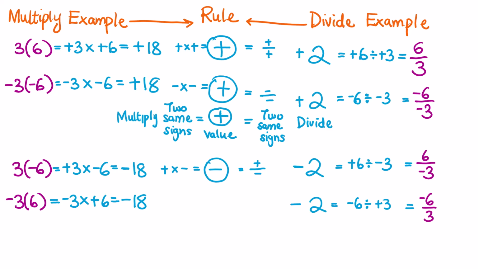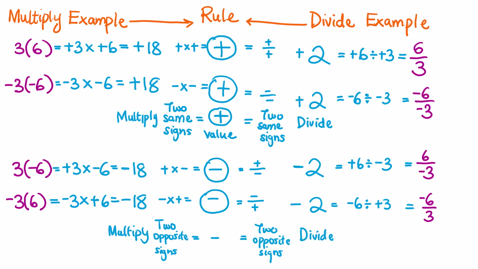Therefore, our multiplication of a negative value by a positive value gives you a negative result. Likewise, the division of a negative value by a positive value gives you a negative value. Therefore, in conclusion, multiplying two opposite signs alongside dividing two opposite signs gives you a negative result.